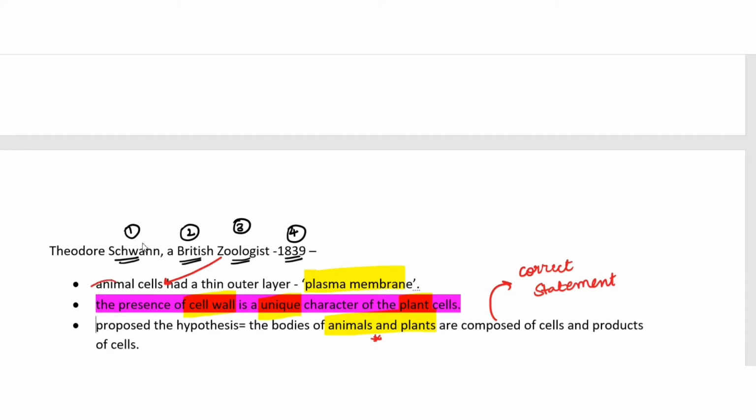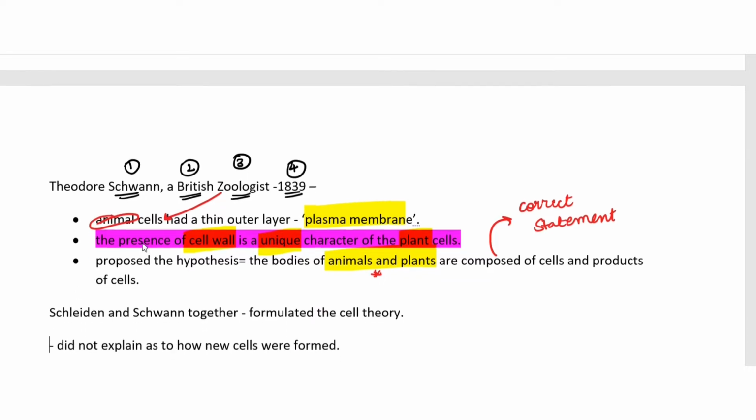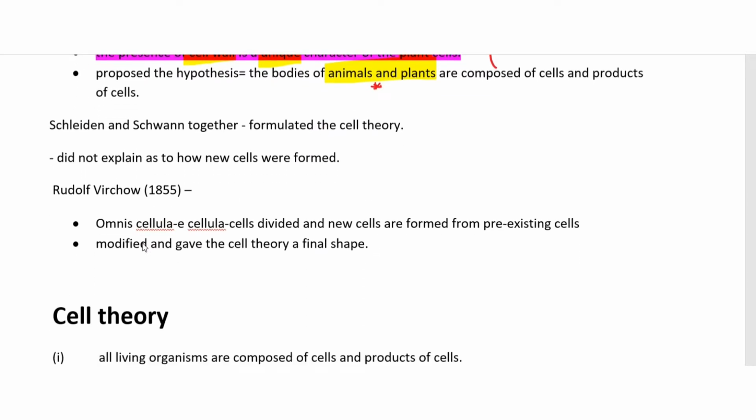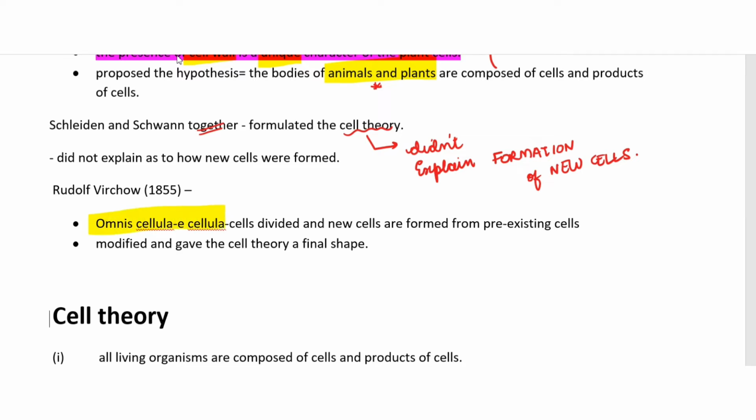So be careful. Schleiden and Schwann together formulated the cell theory. But this cell theory did not explain the formation of new cells. It was Rudolf Virchow who proposed the idea most popularly called omnis cellula e cellula. According to this, old cells divided and new cells are formed from pre-existing cells. So here he is explaining the formation of new cells. Already existing cells give rise to new cells.